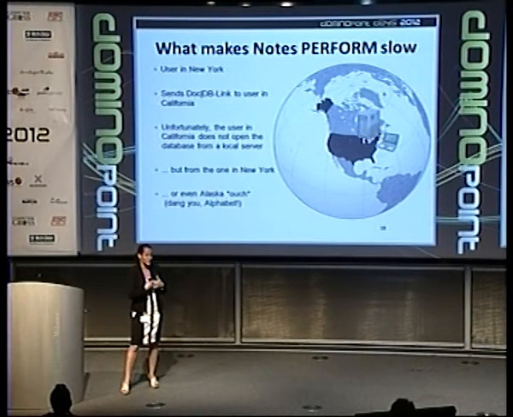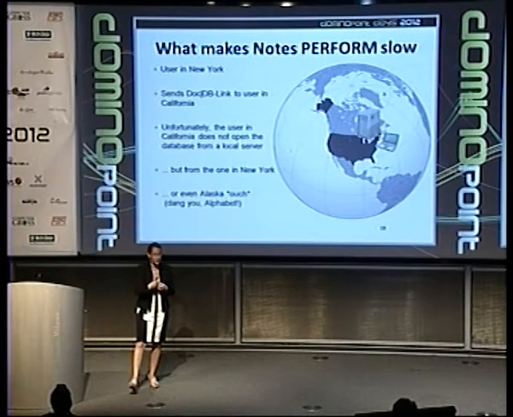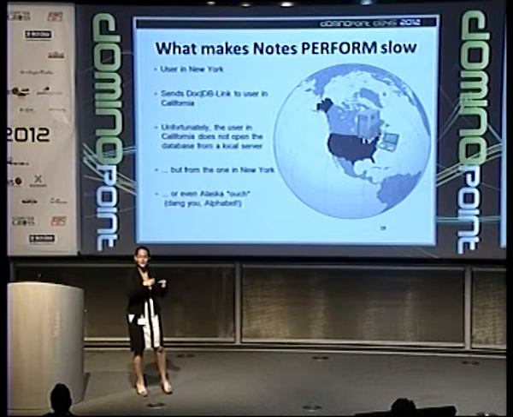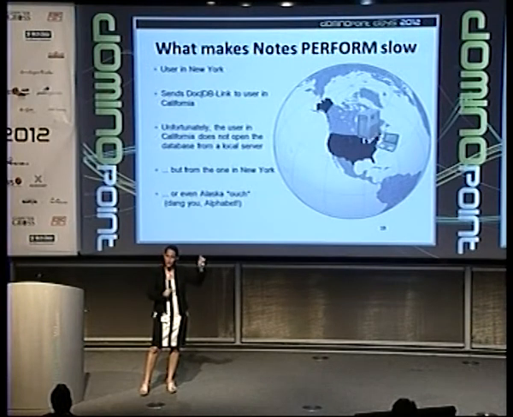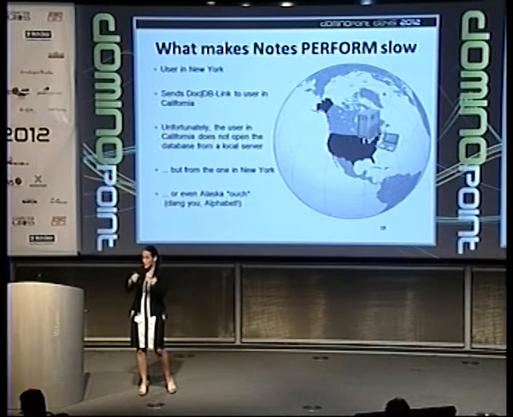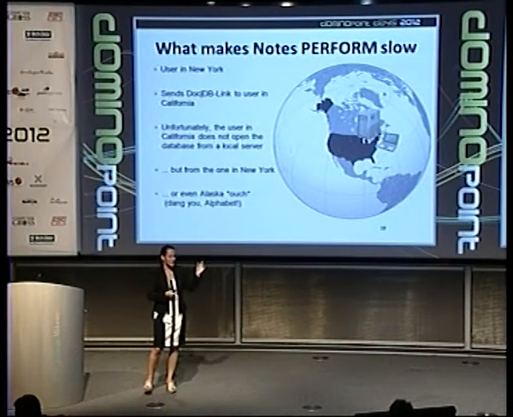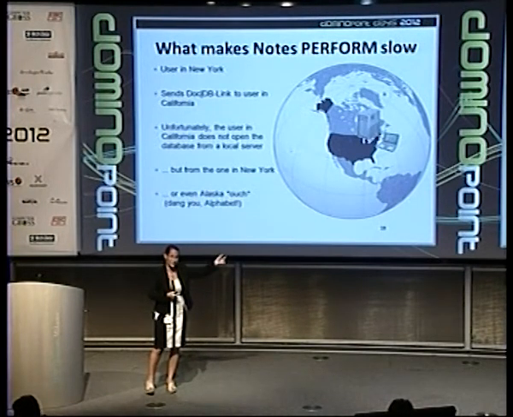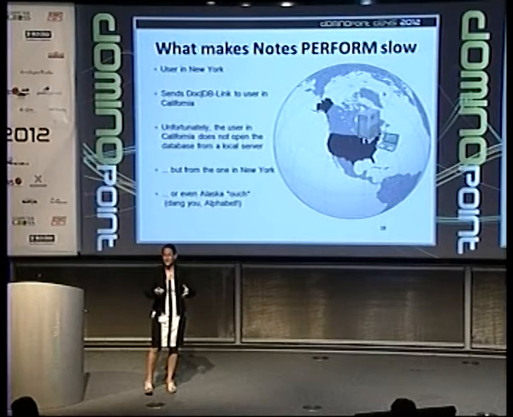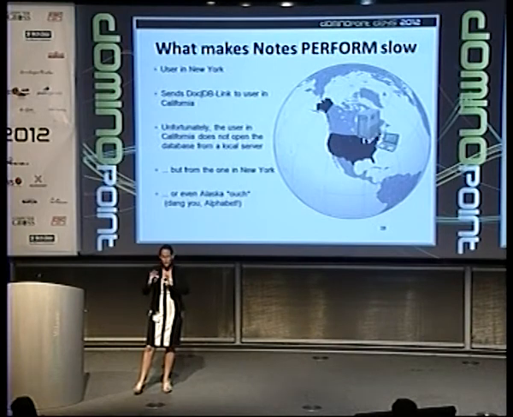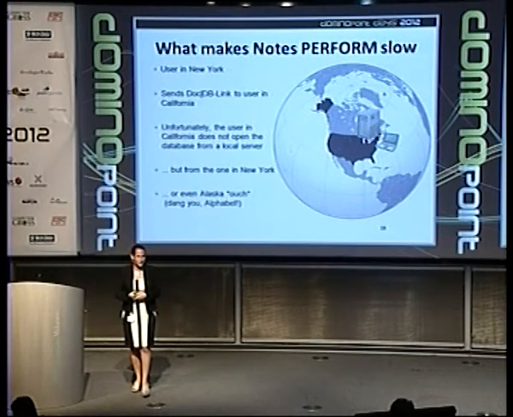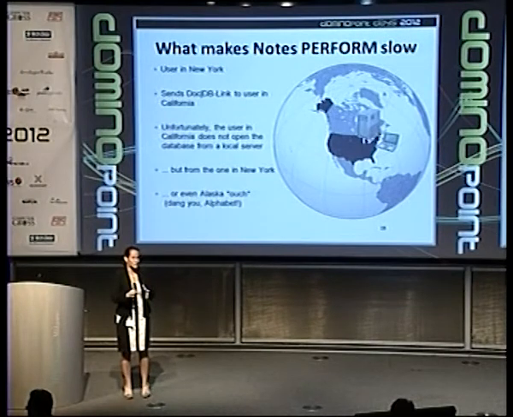If I'm in California and you send me a document link from New York, and I have a catalog server, my client looks at it: do you have a catalog server? The answer is yes. And it then looks through the catalog server alphabetically to see where the first match is of the replica ID that matches the document link or the policy I was sent. If that document link points to Alaska, because it starts with A, the Notes client will say, hooray, I found the database you were looking for, and points me to Alaska. So it's really a complex issue that your Lotus Notes client redirects you to bad places trying to help.